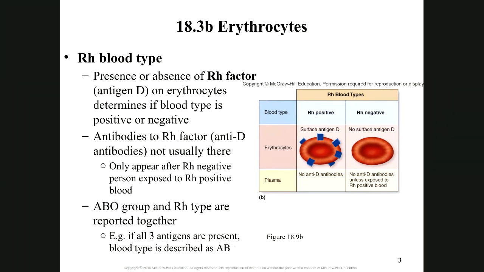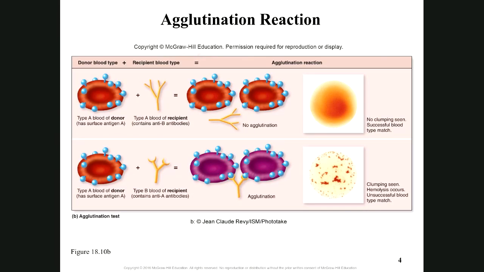The ABO group and the RH blood type are usually reported together. For example, A positive, B negative, O positive. And it's very, very important. That's why when people give blood and people receive blood, they have to make sure that they are in match.